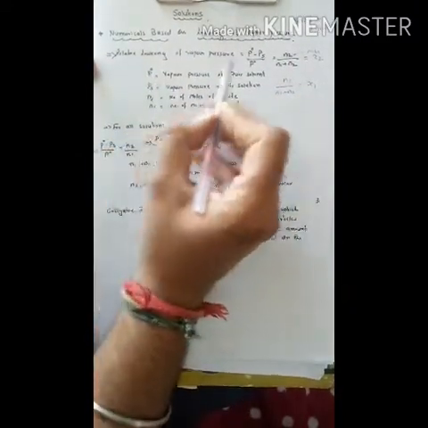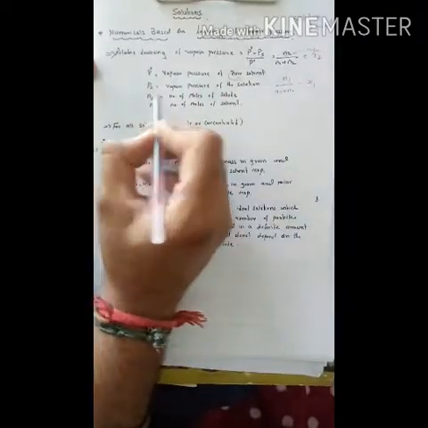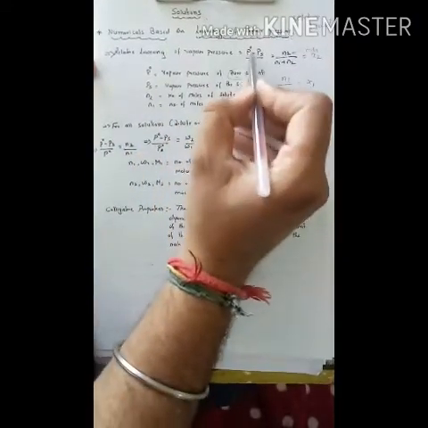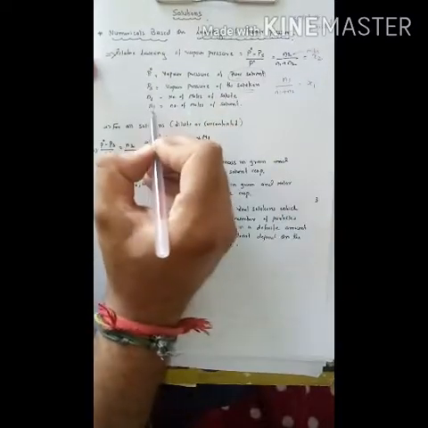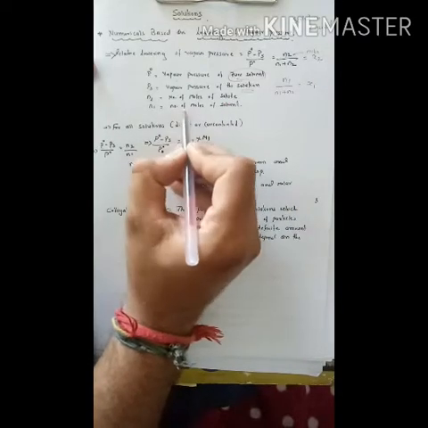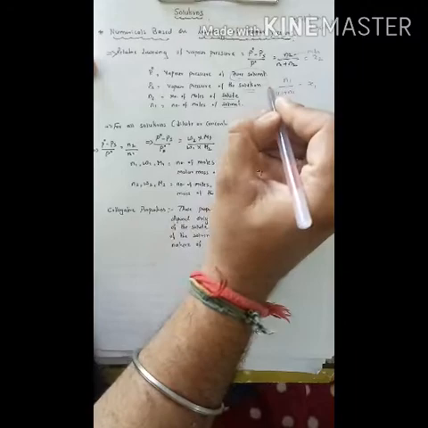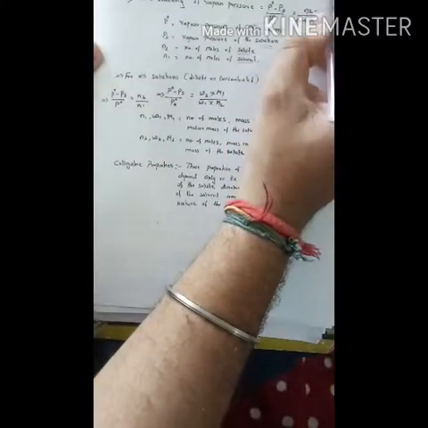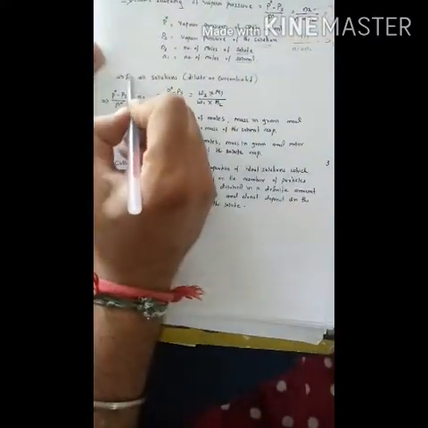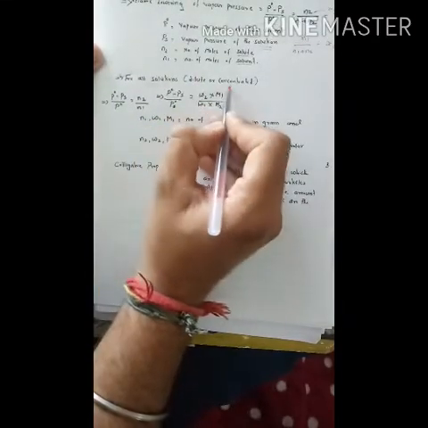Here P naught is the vapor pressure of the pure solvent. Ps is the vapor pressure of the solution. N2 and N1, what makes the difference? N2 is the number of moles of solute and N1 is the number of moles of solvent. So solvent, solute and solution. This is based on the solid in liquid. Now what about this equation? This equation is based on all solutions, whether diluted or concentrated.